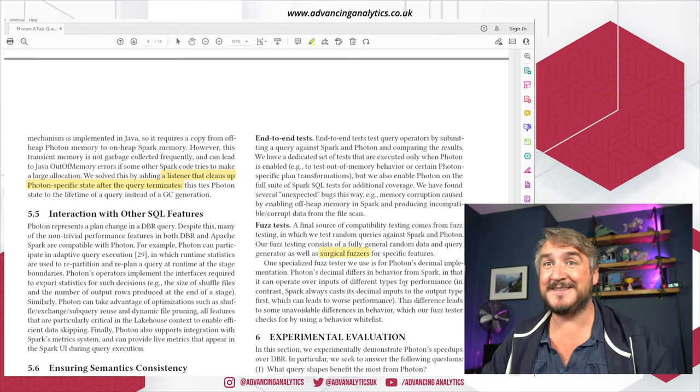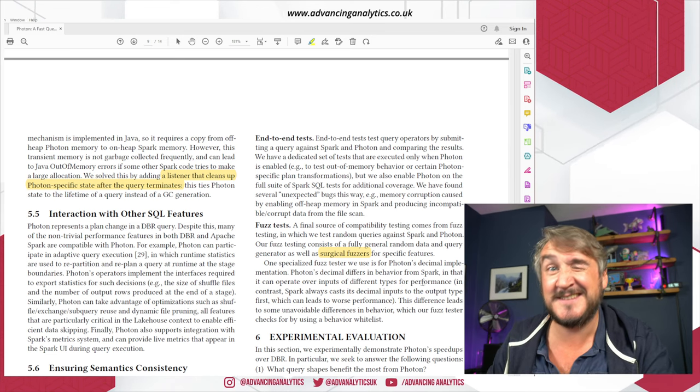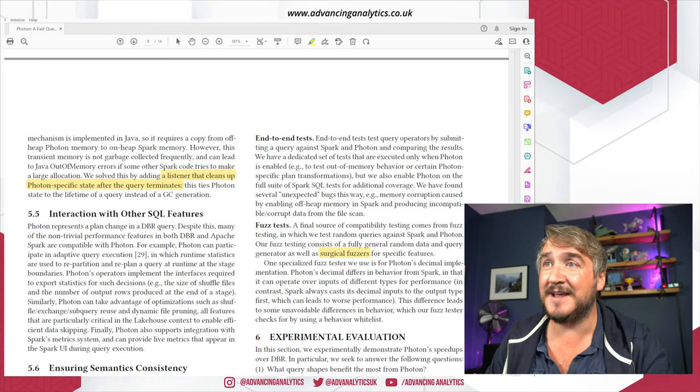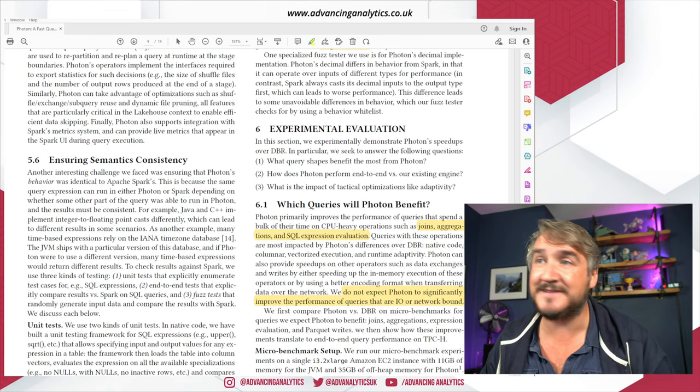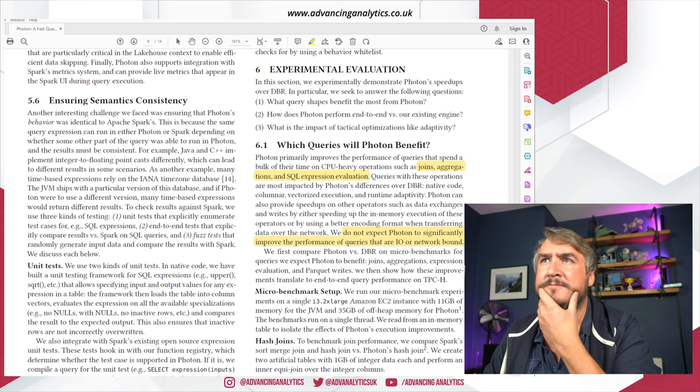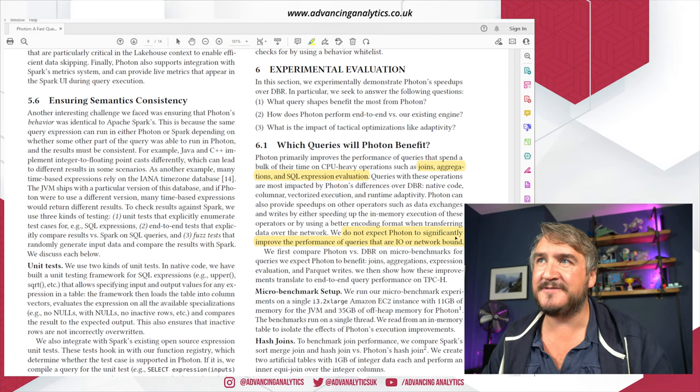We have to make sure these things are absolutely consistent, regardless of which of the two different engines you're using. So they talk about how they tested it, how they made sure it's consistent, how they make sure it fits together. Okay. Which queries will Photon benefit?